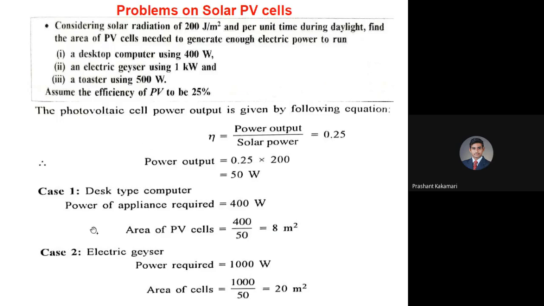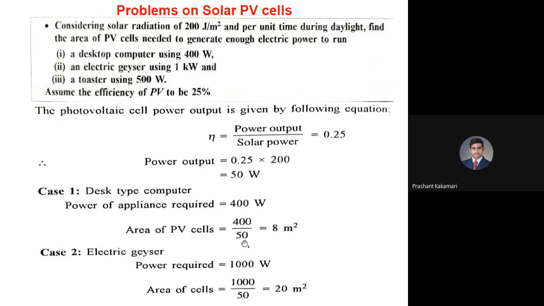Now coming to the first case. As per the given data, I will start with the first case. For the desktop computer, 400 watt power is required. So the power required for the appliance is 400 watt. Now for this, I want to find out what is the area required. In such cases, if I want to find the area, I can take the watt and divide by the power developed by each cell per unit area. If you know that, I can take 400 divided by 50 watt per meter square. But where does this 50 come from?